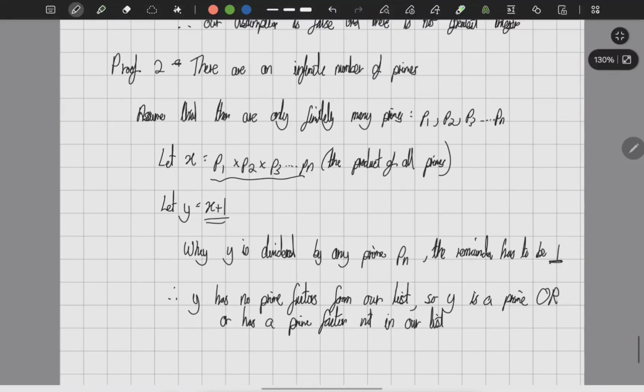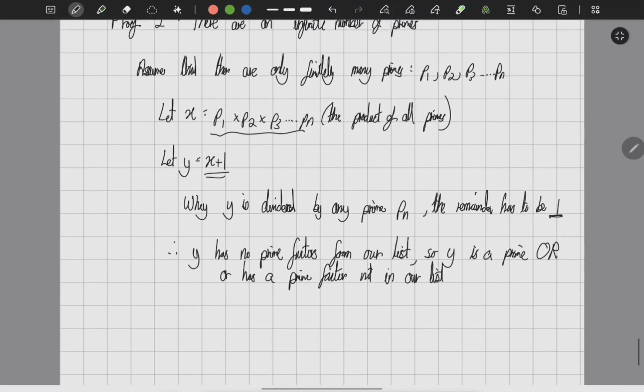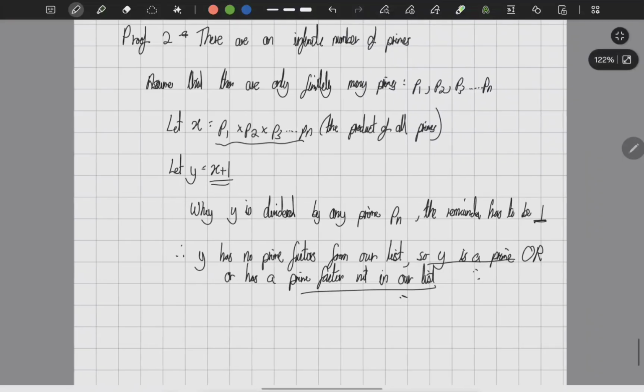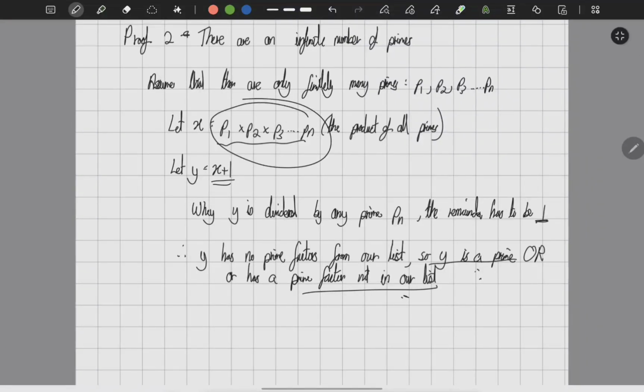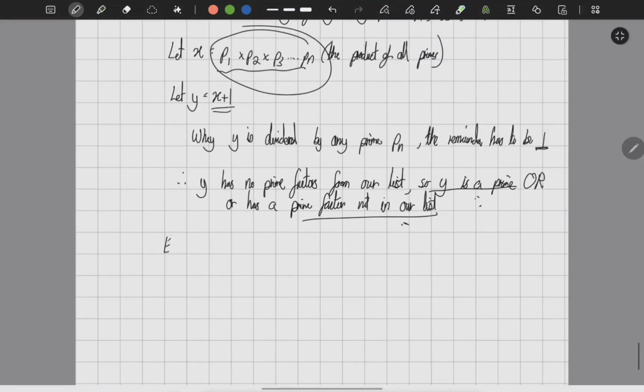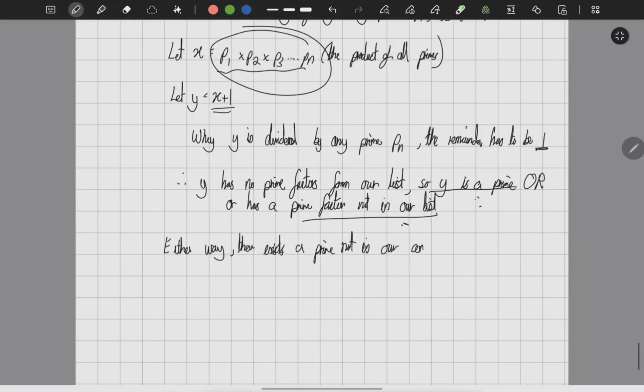Either way, if we've said there are a finite number of primes, and y is a prime or there's a prime not in our list, either way means we have another prime. And this is a contradiction because we said these are all of our primes. So we can say as a statement, either way, there exists a prime not in our complete list, which is a contradiction.